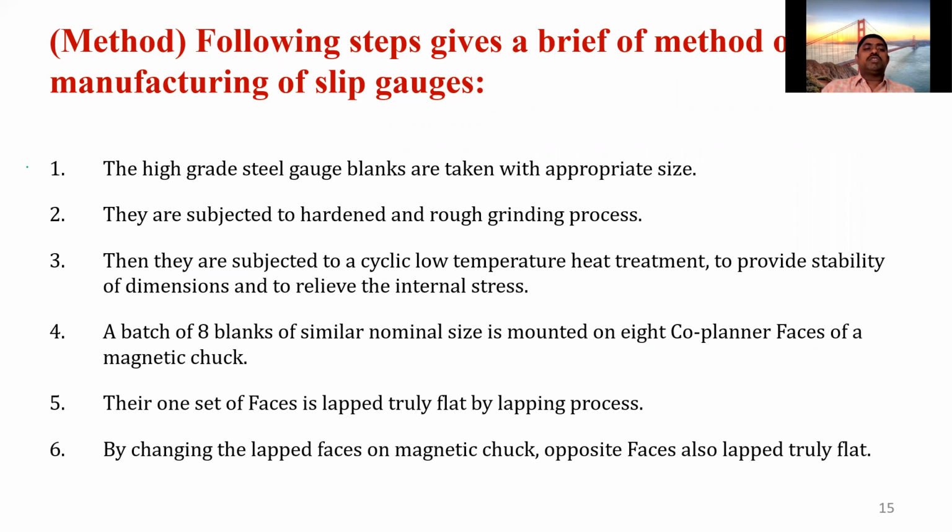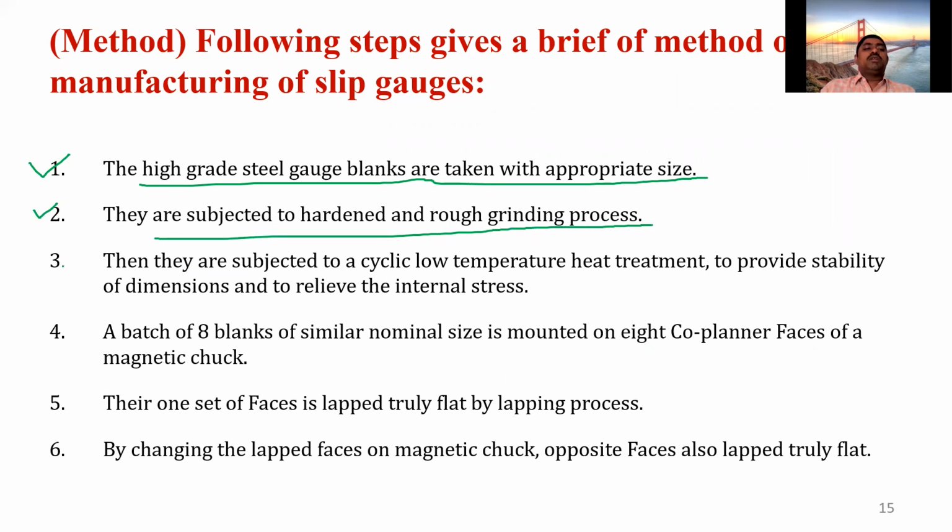So the first step is you have to select the high grade steel gauge blanks with the appropriate size. The second step is these are subjected to hardening and then the rough grinding operation. After that, they are stabilized at sub-zero temperatures to provide the stability of dimensions and to relieve the internal stresses.